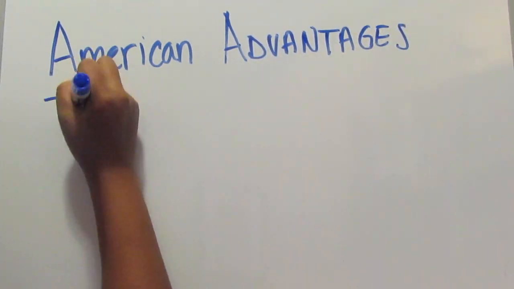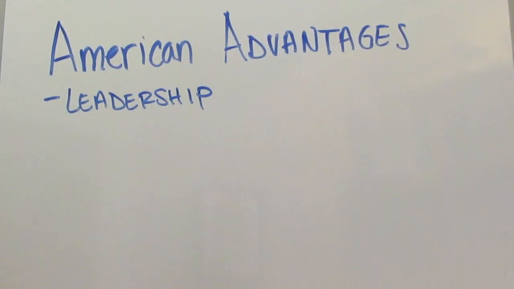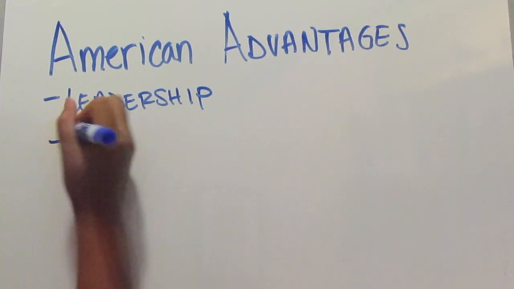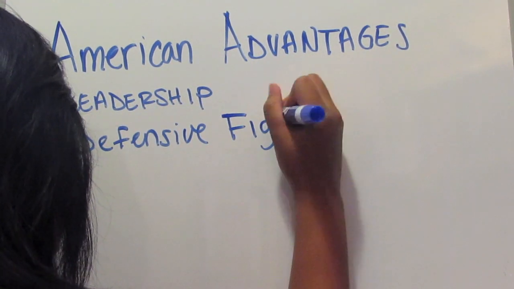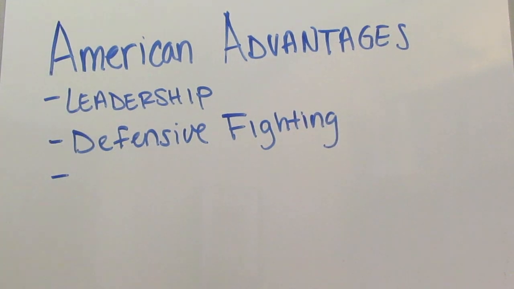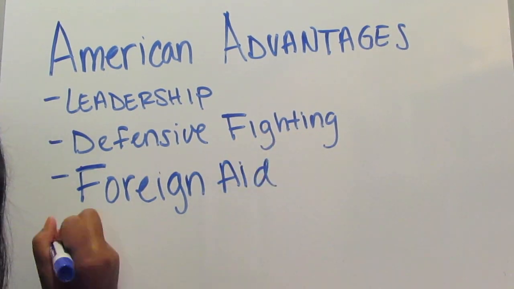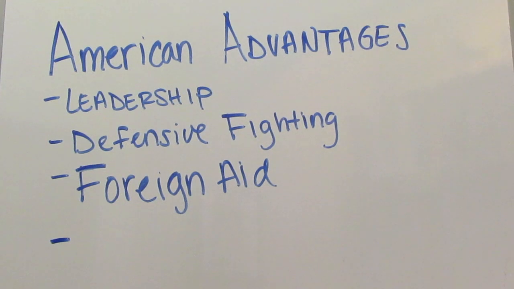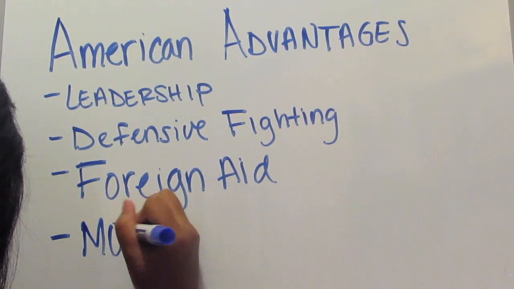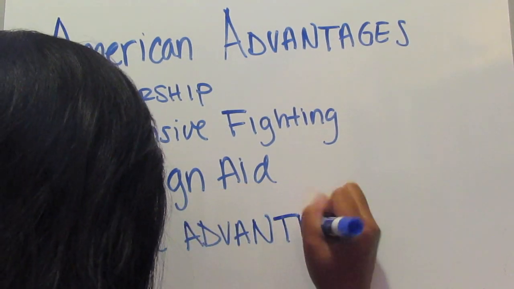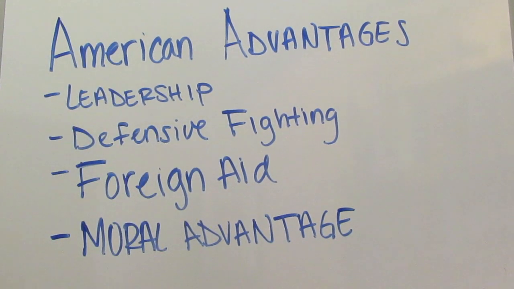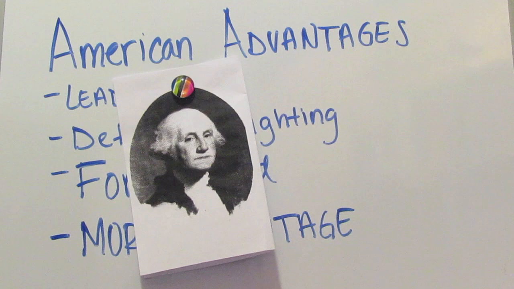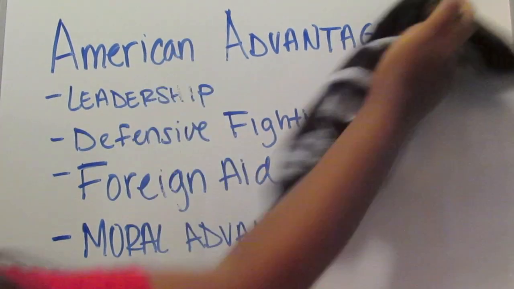The American advantages include their leadership, like Benjamin Franklin, who was a master among diplomats. The Americans were also able to fight defensively, which meant they could fight on their own territory. There was also a huge chance for foreign aid from France. The Americans also enjoyed the moral advantage that came from the belief in a just cause. But their biggest advantage was none other than George Washington, who led the Americans towards victory.